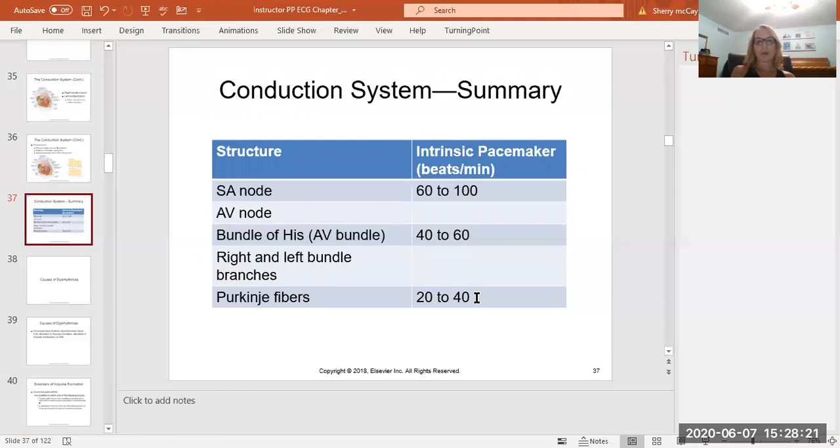Okay, so we kind of have three different areas of pacemaker. Okay, SA node 60 to 100. The second one would be in the AV bundle, and it would be 40 to 60 beats per minute. And then the Purkinje fibers is 20 to 40 beats per minute. So please remember this summary. Okay.